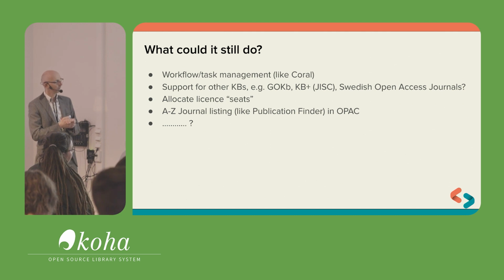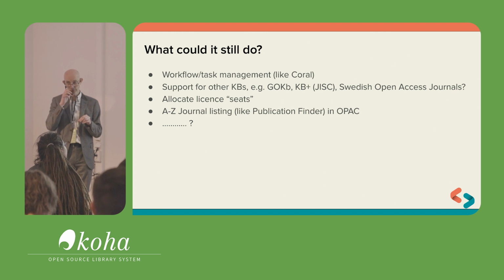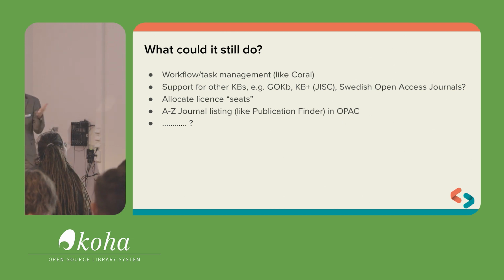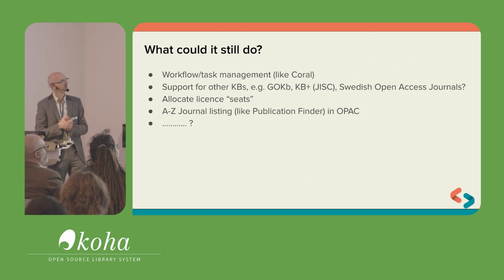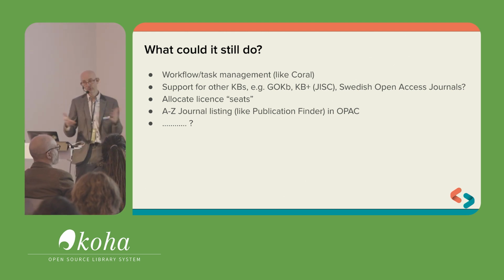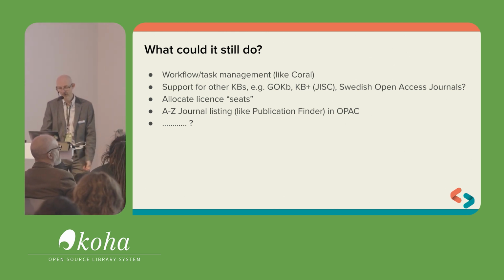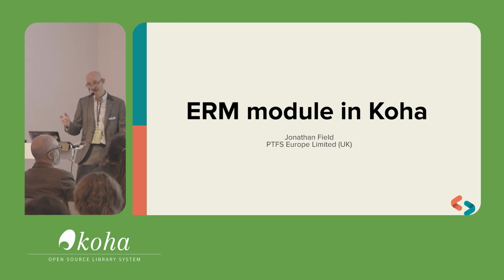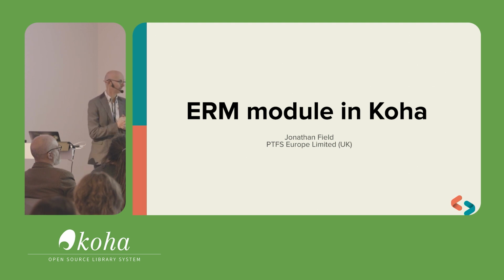We've had the request to have the ability to allocate license seats to users. So where you maybe buy 25 licenses and you want to allocate them to members of staff, that's something else we'll add maybe. And possibly an A to Z journal list as well in the online catalogue. But I'm sure you've got other ideas as well. There's a lot more we can add to this. So we're very excited. We were very excited about the usage statistics in particular. We think that's going to be a big enhancement that will be really popular.